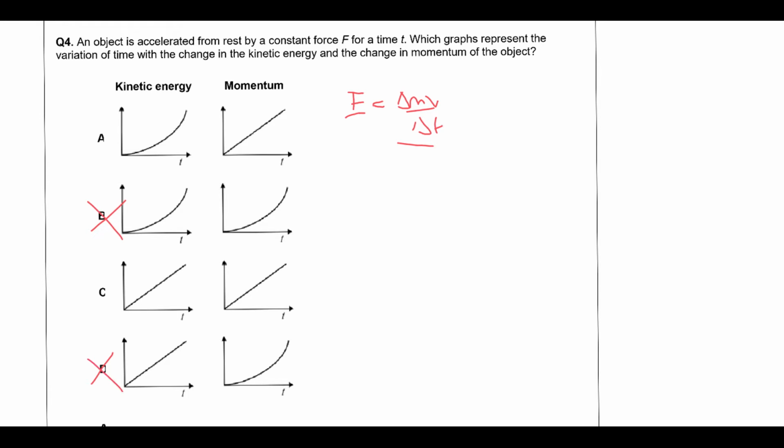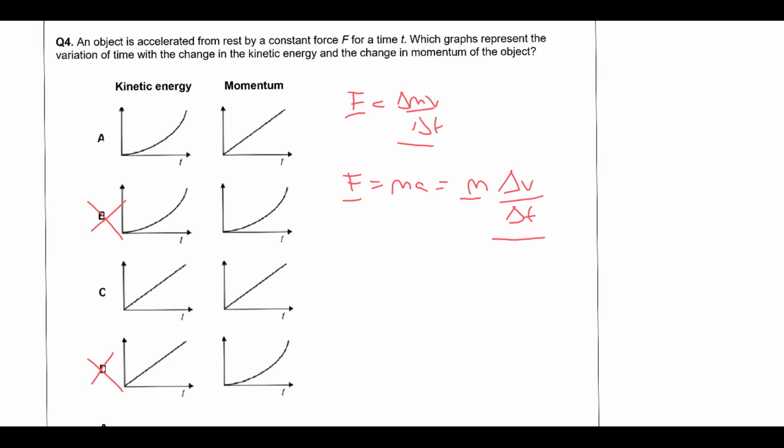So using the fact the force is constant, we get that the rate of change of momentum with time is constant, and this is the gradient of a momentum-time graph. So we can get rid of those two options there. We can also say force is equal to mass times acceleration, which is mass times change in velocity over change in time. So if your force is constant and your mass is constant, that means your rate of change of velocity with time is going to be a constant.